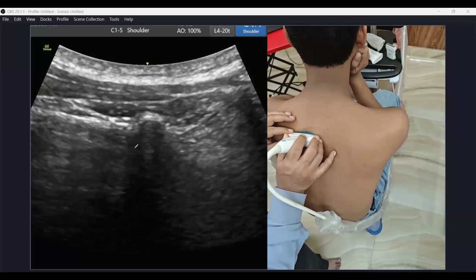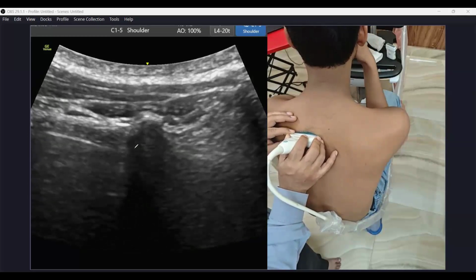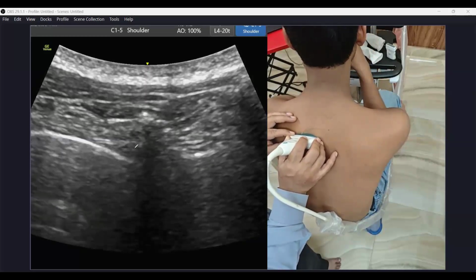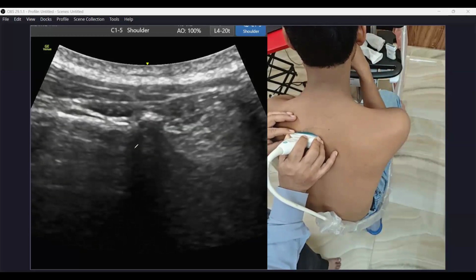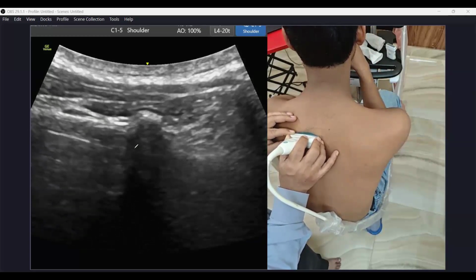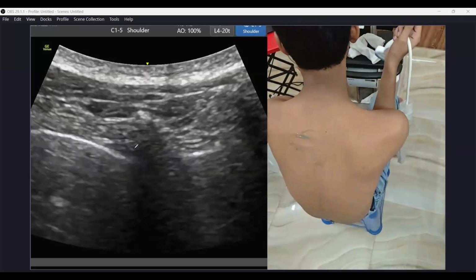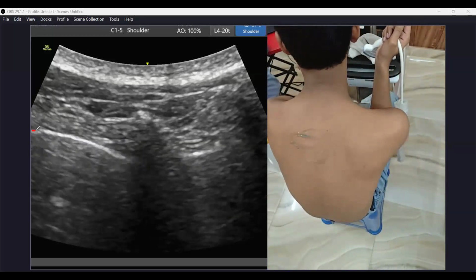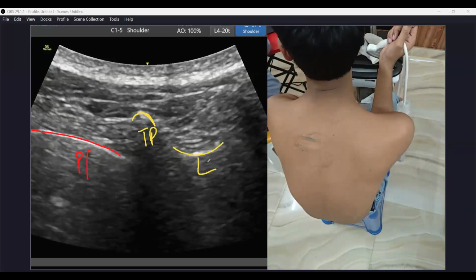Now we are seeing the rib and transverse process. Now we are seeing the pleura and transverse process. Pleura and transverse process, rib and transverse process. Some part of pleura also comes, but this is the rib and transverse process. So when we understand that this is pleura, this part is transverse process, this part is lamina, of course.